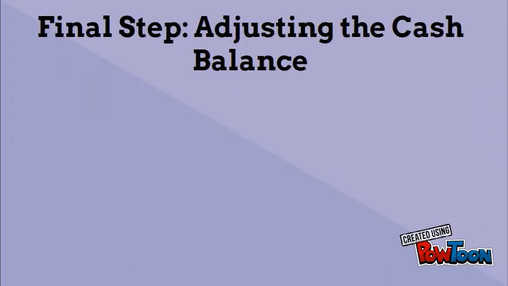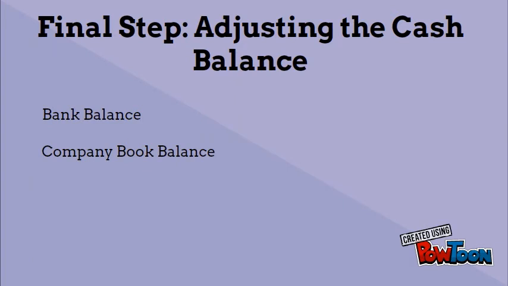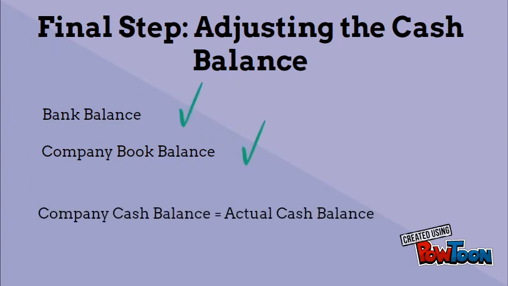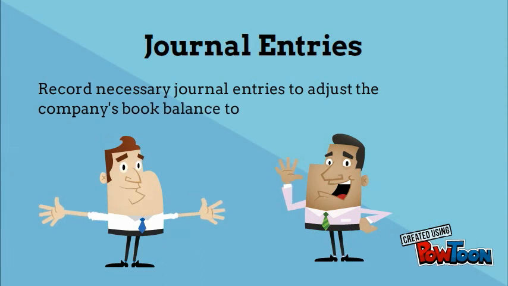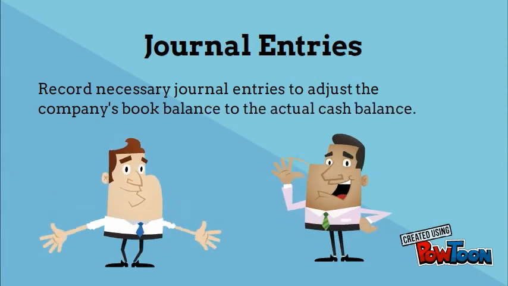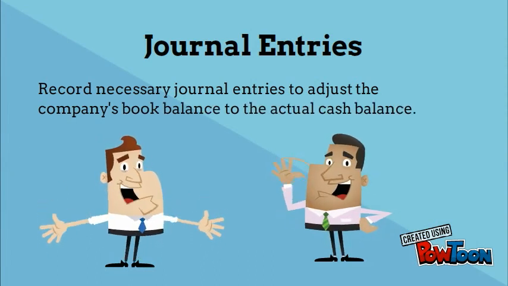Finally, the third step of a bank reconciliation involves adjusting the cash balance. Once the bank balance and the company's book balance are reconciled, the company's cash balance must be adjusted to the actual cash balance determined by these reconciliations. Therefore, this final step involves recording the necessary journal entries to adjust the company's book balance to the actual cash balance.